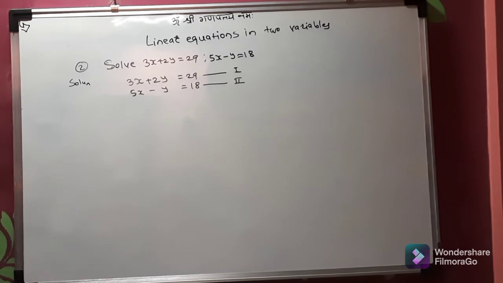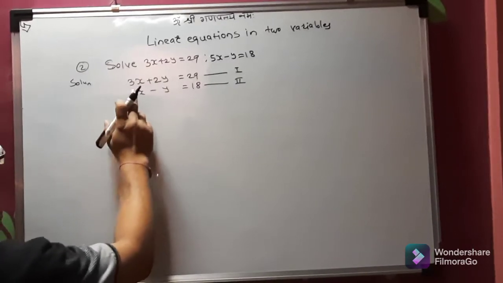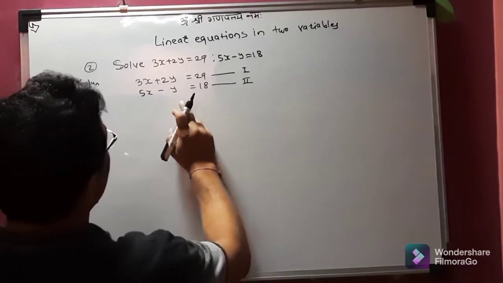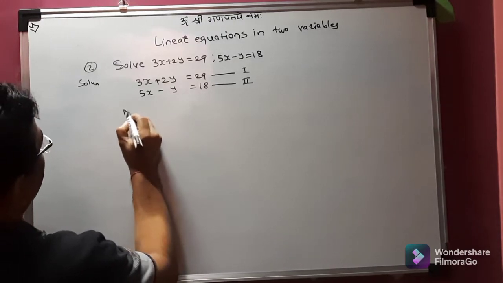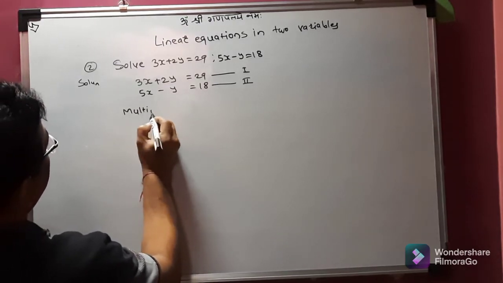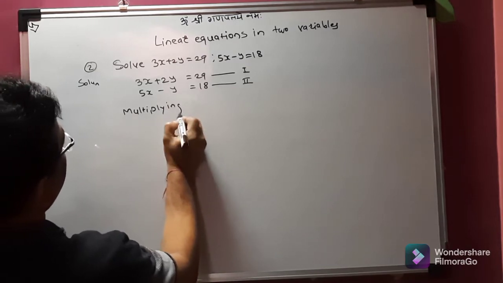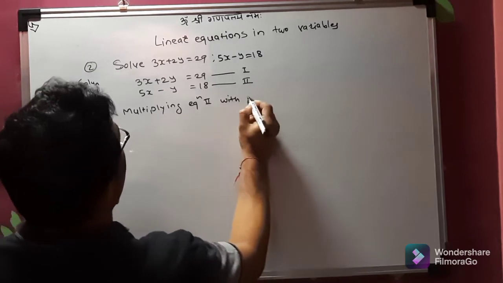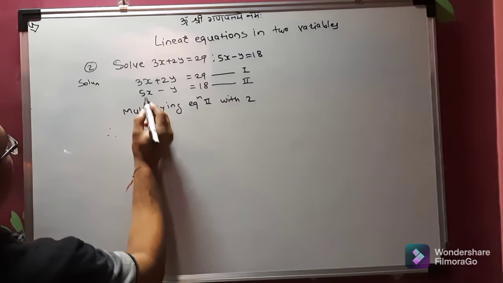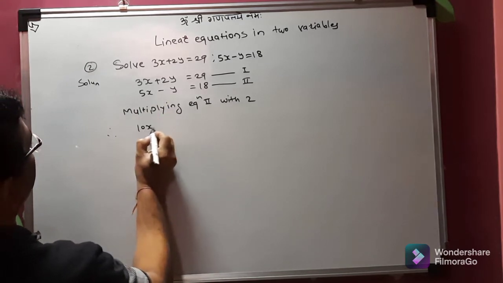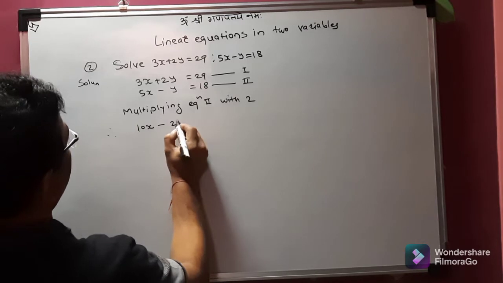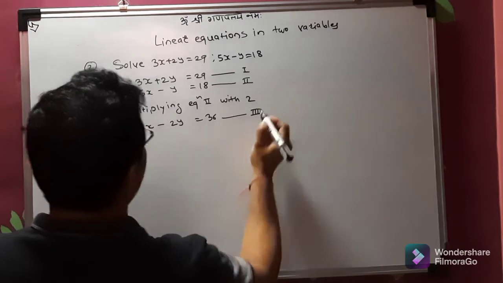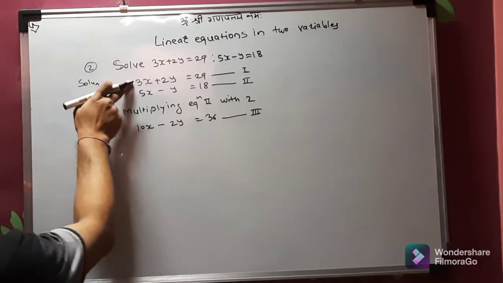So how to solve this problem? First of all you have to see, here is 3x and 5x, here 2y and here is a single y. So what do we have to do? We are multiplying equation 2 with 2. So this 5x will become 10x, this minus y will become minus 2y, and this will become 36. This is equation number 3. This is equation number 1, this is equation number 2.